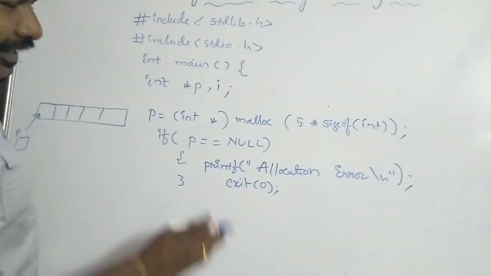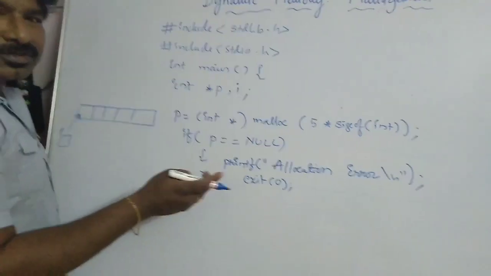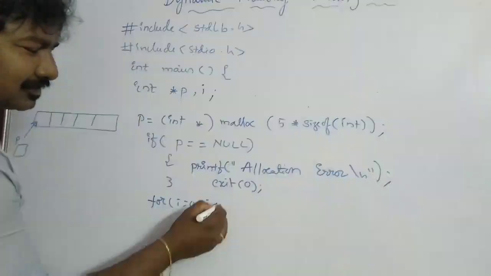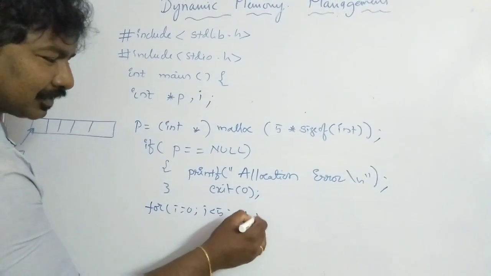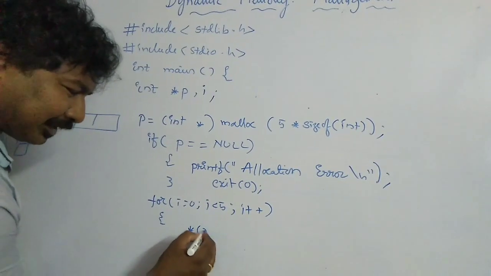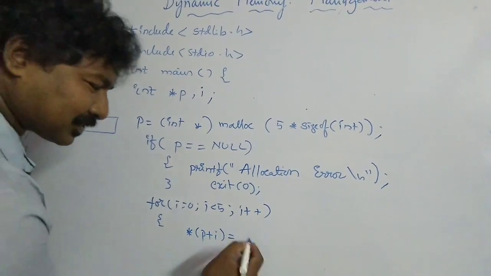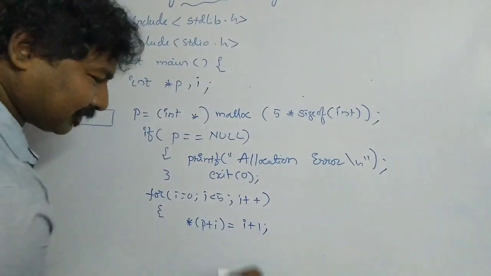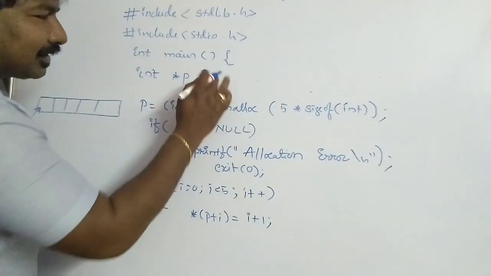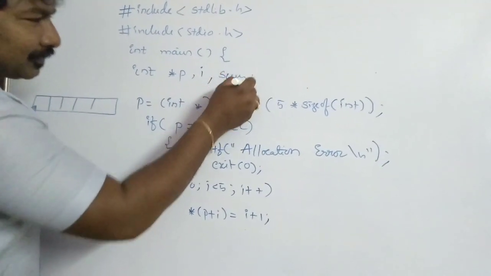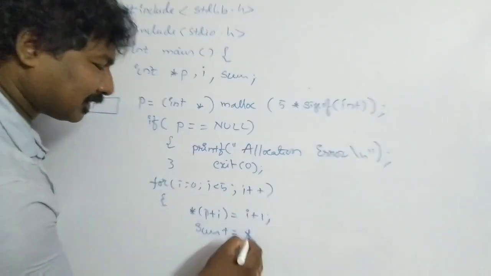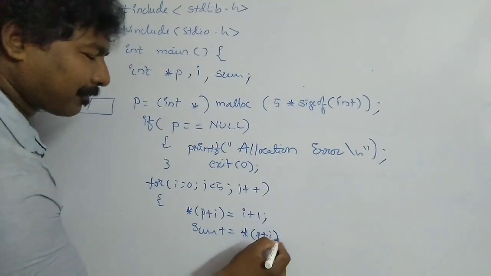So I have successfully created my array. Now I want to store values into my array. So for i equals 0, i less than size of my array, 5, i plus plus. What I want to do is *(p + i) = i + 1. And I want to find the sum of all the elements, so for that I declare a variable called sum here. I am making it sum += *(p + i).